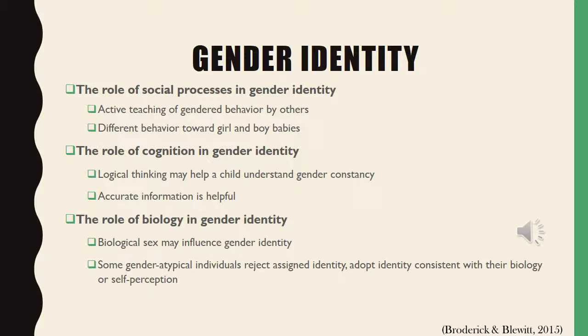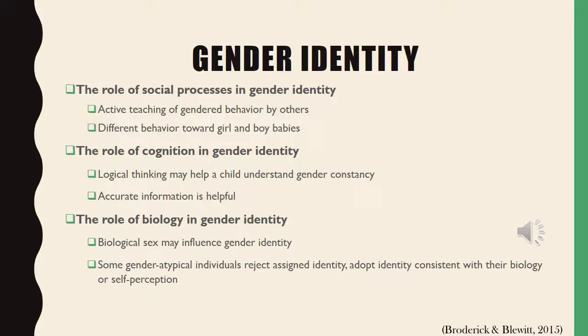The role of cognition in gender identity. So the idea is that logical thinking, whenever a child gets to logical thinking, can really help them understand gender consistency. When they start building in logic in that 6-7 year old range, that can help them really begin to have some stability and consistency in their gender.